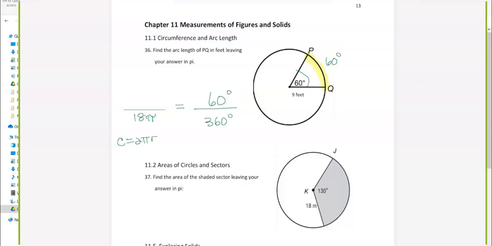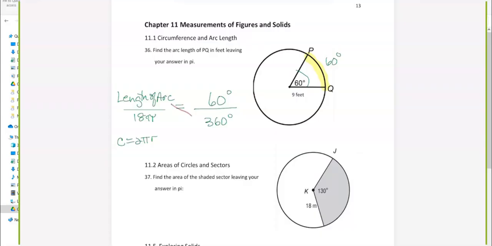Then in the numerator is going to be the length of the arc. Okay, so this is what we have. Notice that there are proportions. So there's a relationship between the length of the arc and the circumference of the circle, and the degrees in the central angle and the degrees in the whole circle. We're going to take advantage of that relationship.